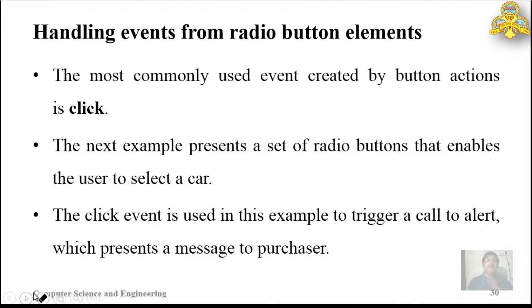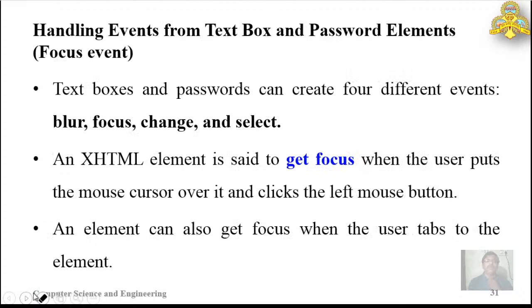Now we'll go to the next slide, that is for focus. Text boxes and passwords can generate four different types of events: blur, focus, change, and select. Blur means whenever the focus has been lost, and the focus event means whenever the element gets focus.